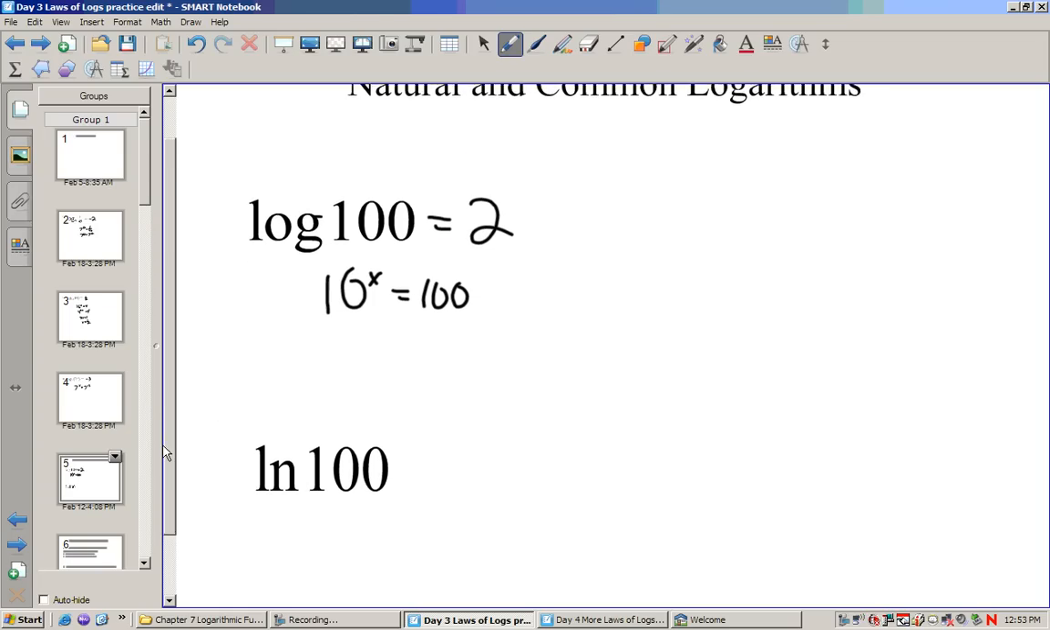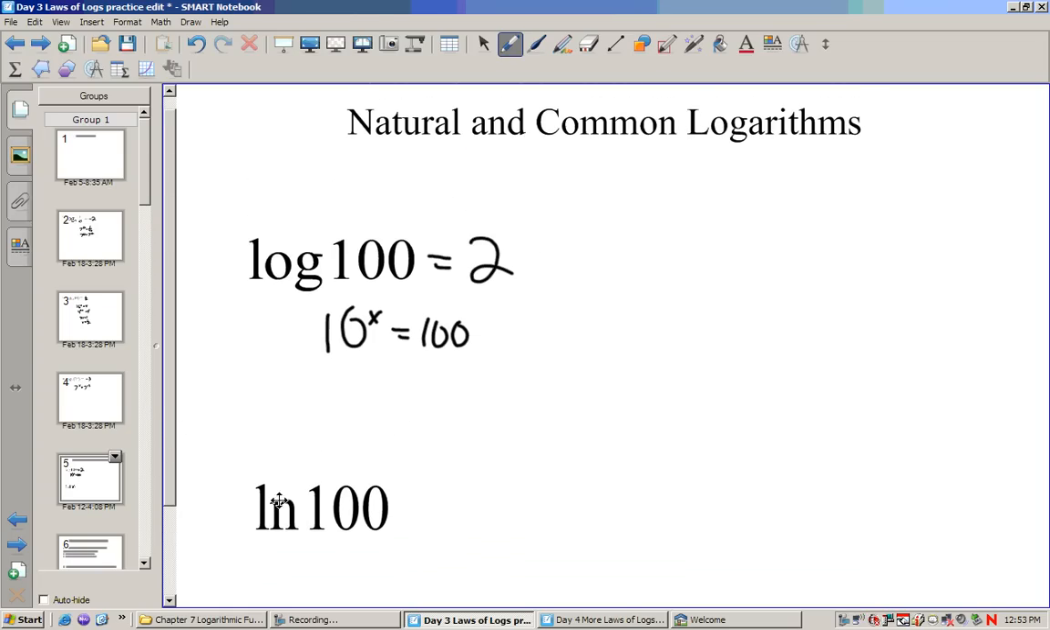Now, down here it's a little bit more complicated. Natural log of 100 is saying e to which power is equal to 100. Now, e is a specific number. It's kind of like pi in that it's a number that is irrational, so the digits keep going forever and never repeat, never terminate. And it has certain properties that make it important, especially in calculus.